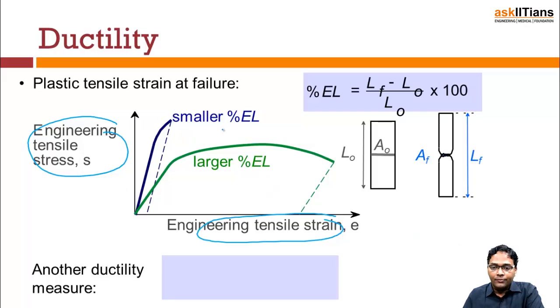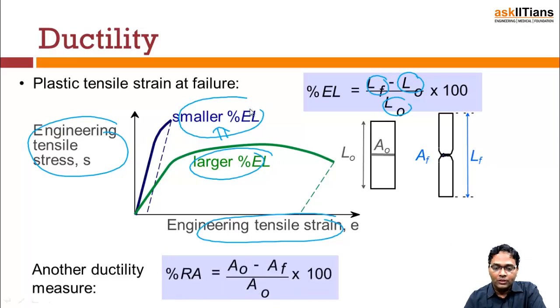So if you define it, here you have a smaller percentage EL. So EL is what? That is the final length minus original length divided by the original length. So basically the change in length divided by the original length. So how much is the percentage change in the length? So in this case, the larger one is going to be for the case of a ductile material, and this is for the case of a brittle material.